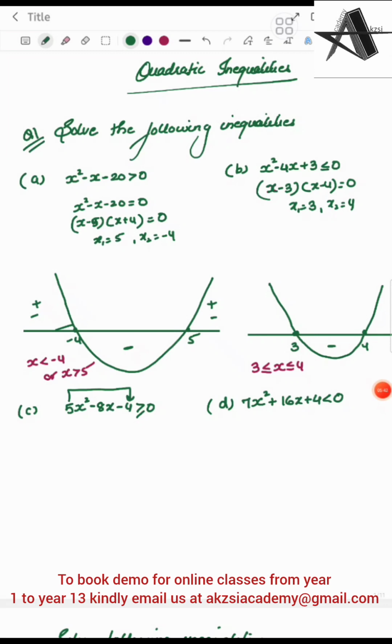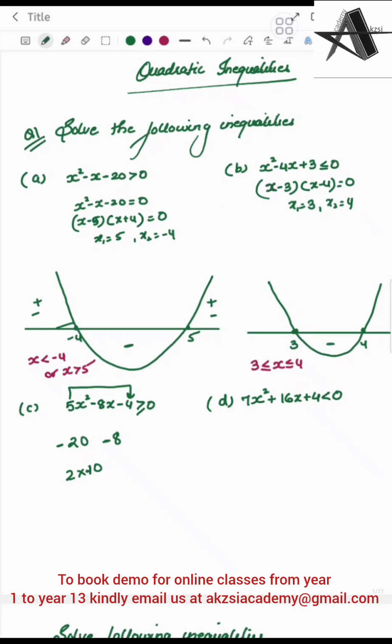And the sum should be negative 8. So those two numbers: the product should be negative 20 and the sum should be negative 8. You can think of it like this: 20 can be split into 2 times 10. If the product is negative, that means one number should be negative. And if the sum is negative, that means the greater number is negative. So obviously the two numbers are negative 10 and positive 2. Negative 10 plus positive 2 is negative 8, and their product is negative 20.